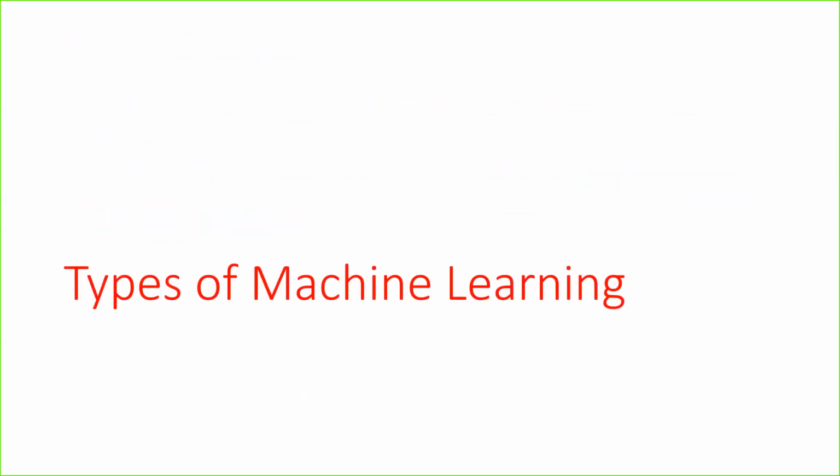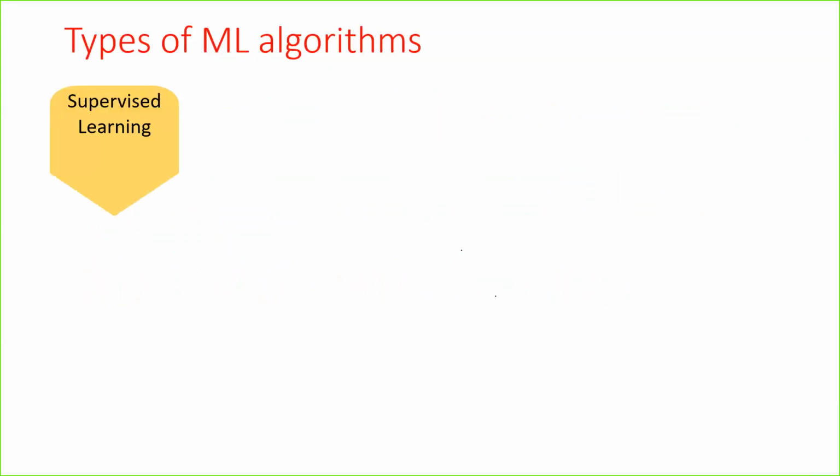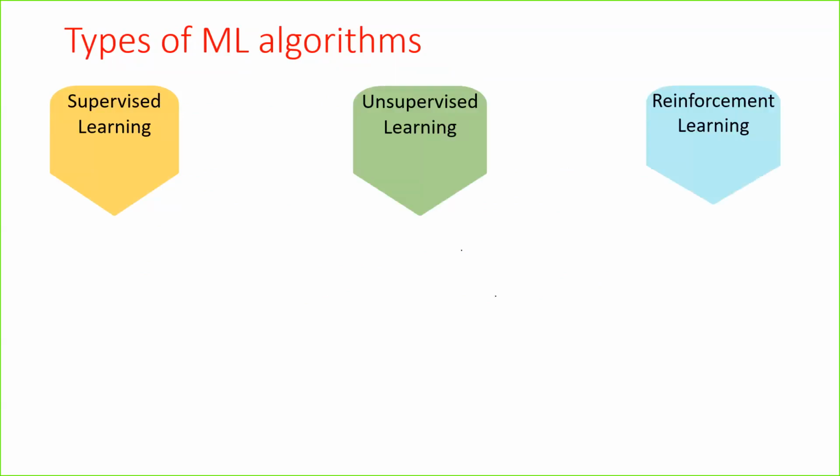Depending on the kind of data available and the kind of problem that we are solving, we have different paradigms of machine learning. Broadly, they are classified into three types: supervised learning, unsupervised learning, and reinforcement learning.